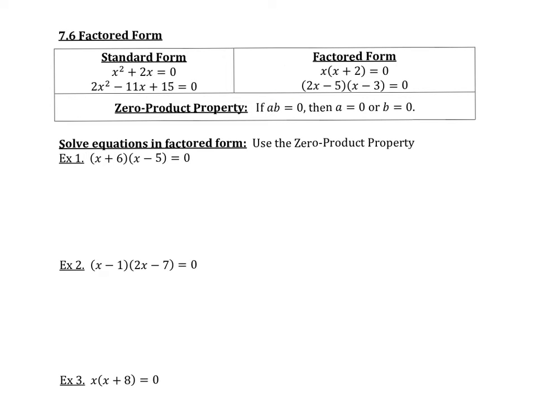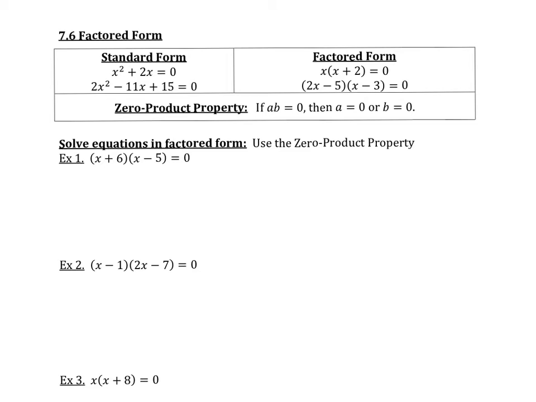Okay, the reason we like factored form is because of the zero product property. Zero product property says if A times B equals 0, then it must be true that either A equals 0 or B equals 0. Otherwise, when you multiply them, you wouldn't get 0. So we're going to use that fact to solve equations in factored form.